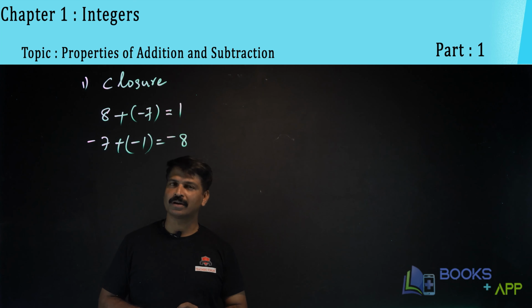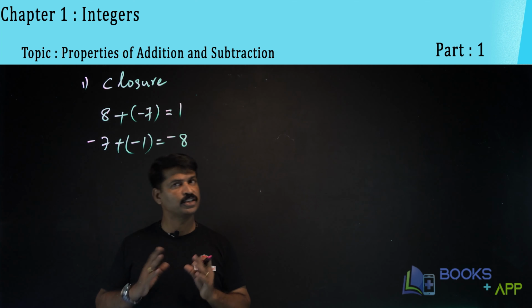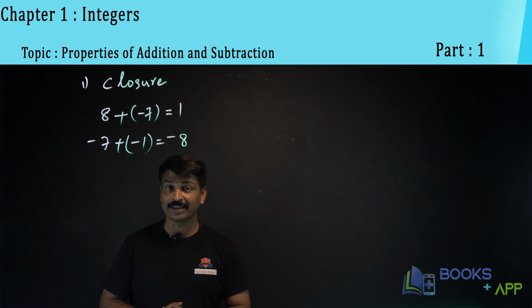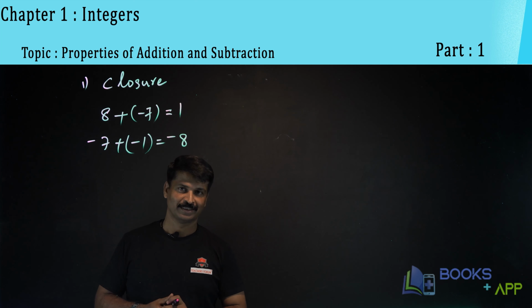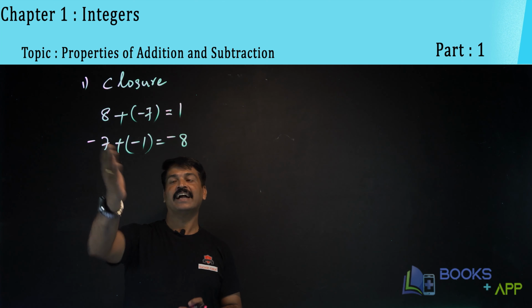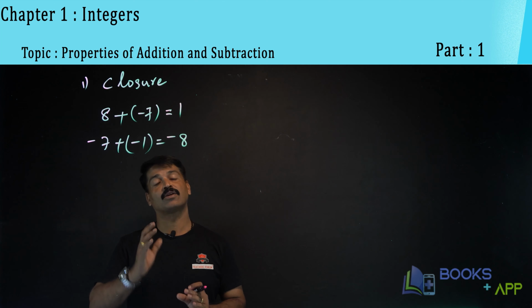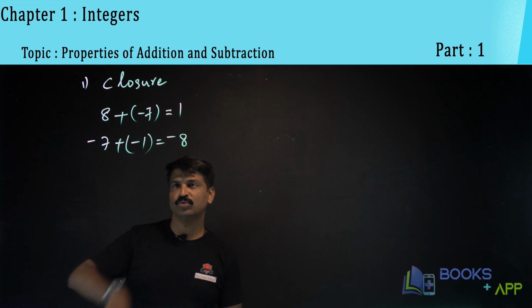So from this, what do we conclude? You take any two integers and you add, the answer will always be an integer. So we say that the addition of integers is closed. Now let us subtract two integers.